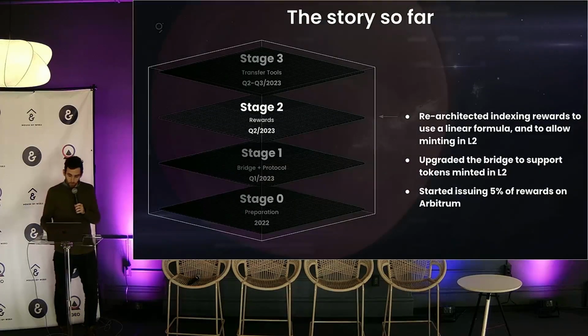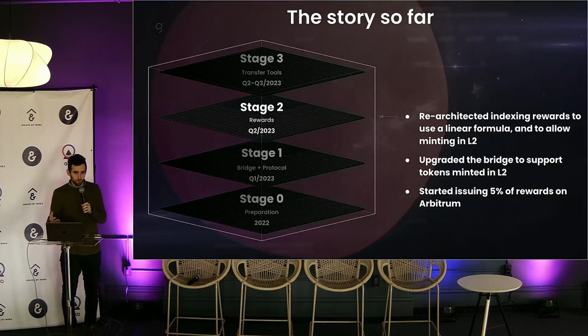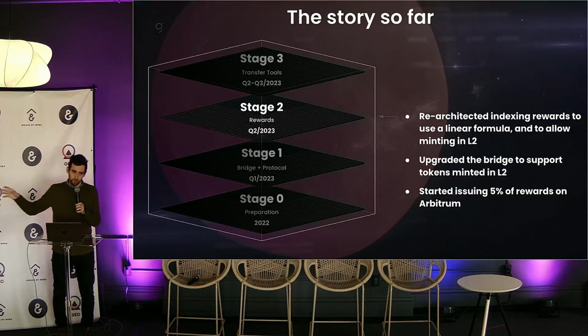So once that happened, we went through all of the testing that was needed for the contracts to mint the rewards in L2, and this was re-architecting all of the indexing rewards distribution and changing it. And I mentioned there was some iteration. We developed 2 different approaches for this and ended up doing a linear formula. So indexing rewards used to follow a compound interest formula, and now it's linear. So this allowed us to do the minting on both sides and to keep the count of how many tokens could be minted in L2. And then we upgraded the bridge so that we could support these L2 native tokens, so to speak, during the bridging.